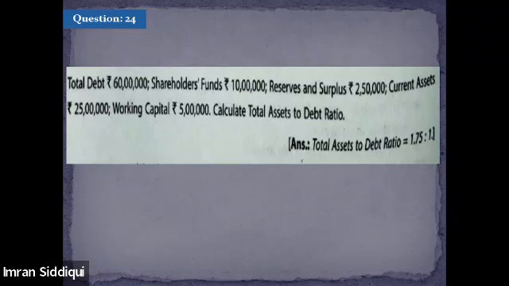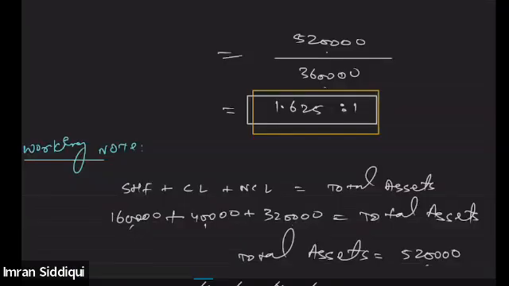Total debt is given, shareholders fund is there, reserve and surplus is there, and the current asset working capital. You want me to solve it for you? Brendan, you got the answer 1.75 is to 1. Yes, sir. Okay, I'm just waiting for Shifa to finish. Shifa, if you're having trouble solving it, just let me know. Yes, sir. Can you solve it? Yeah, sure.